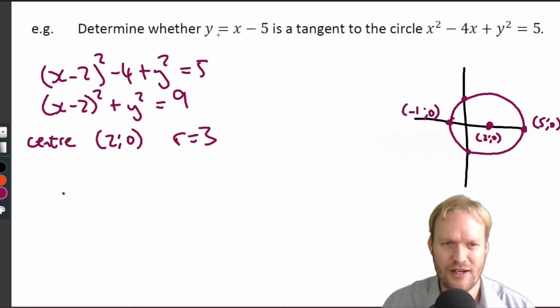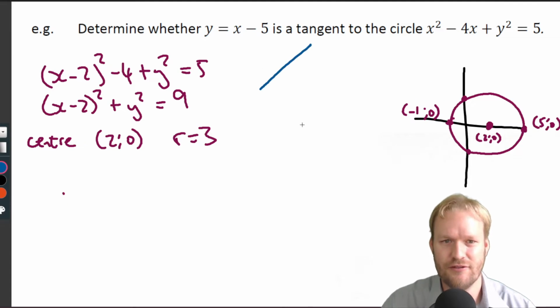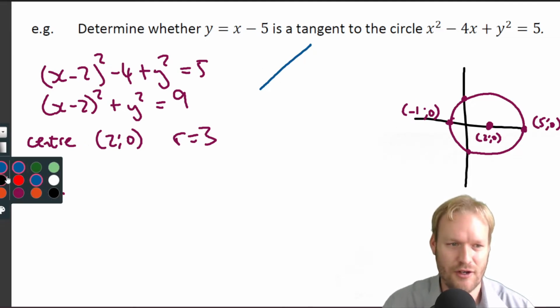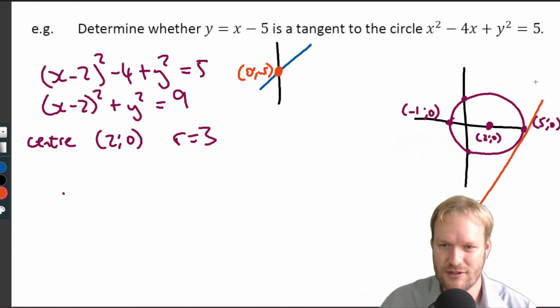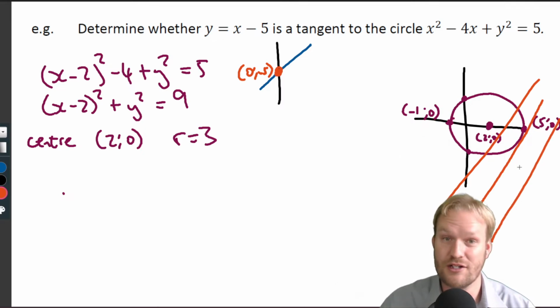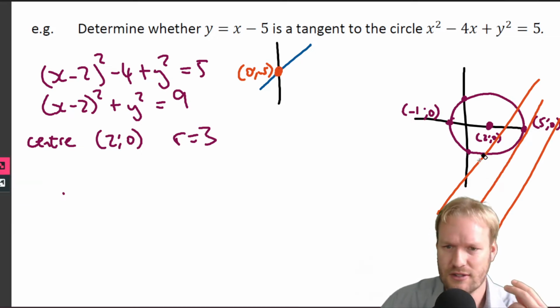There's our circle. Now, y equals x minus 5. I know that that's a positive gradient, and I know that it is going to intersect the y-axis at 0, minus 5. So the question is, does that go like that and touch it once? Does it go there and touch it twice? Or does it go over here and not touch the circle at all? Okay, well, let's draw this line.